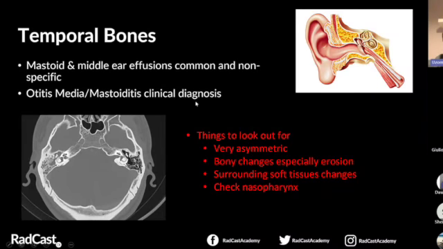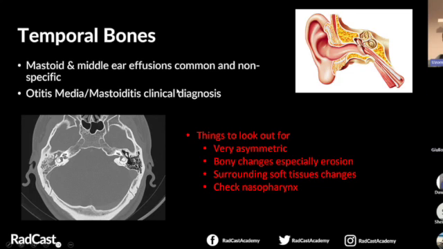Now finally onto temporal bone infection. So mastoid and middle ear effusions are quite common on imaging. We see them all the time, and they're very non-specific. And otitis media and mastoiditis are clinical diagnoses.